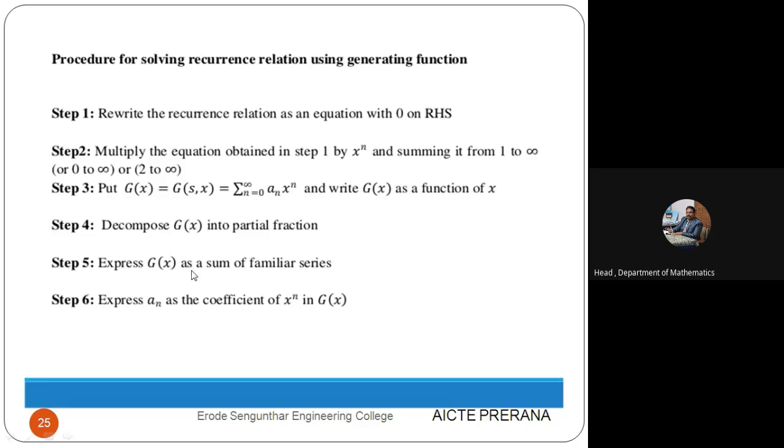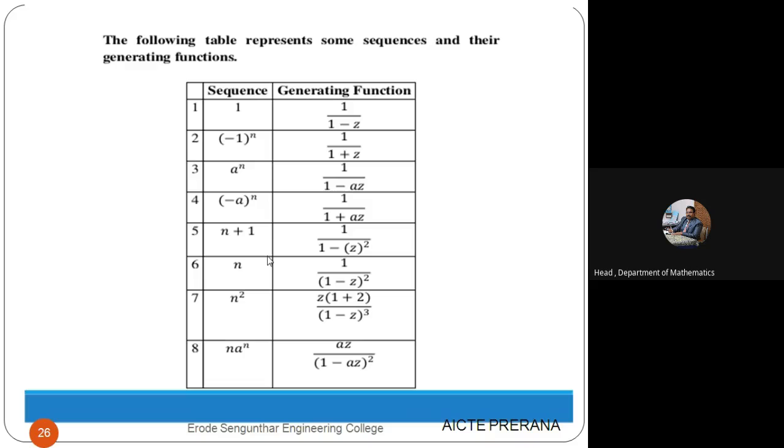Then express g of x as a sum of Fibonacci series. That is, using binomial expansion, we express the given term g of x. Finally, we find the solution an equal to the coefficient of x power n in g of x. In this g of x, we see what is the coefficient of x power n. That is the solution of the recurrence relation. That is, an equal to the coefficient of x power n in g of x.